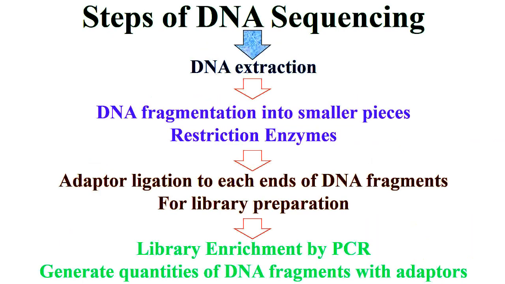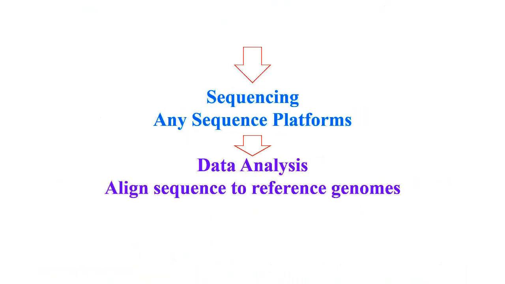So, DNA sequencing is initiated by DNA extraction, DNA fragmentation into smaller pieces by restriction enzymes, and adaptor ligation to each end of the DNA fragments, for library preparation and library enrichment by PCR to generate quantities of DNA fragments with adaptors, for sequencing, using any of the sequencing platforms to align sequences to reference genomes, as mentioned in the next slide.